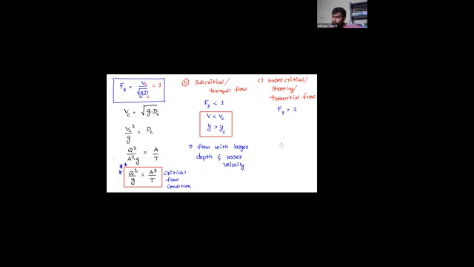Okay. Now, when the Froude number is greater than 1, if V is greater than VC, then Froude number is greater than 1, and y is going to be less than YC. If these conditions are satisfied, then we are going to call it a supercritical flow. Can I write this as flow with lesser depth and large velocity.